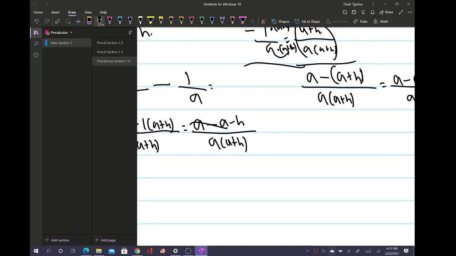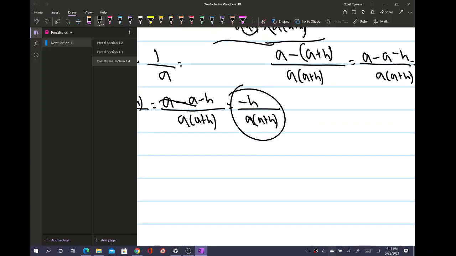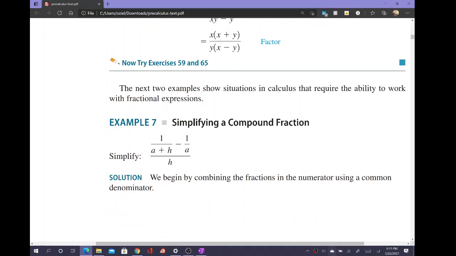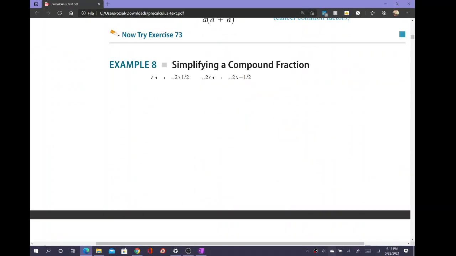So then these two cancel out, and we get negative h over a times a plus h. This is a possible answer, and this equals negative h over a squared plus ah, right? That's also a possible answer, okay? All right.